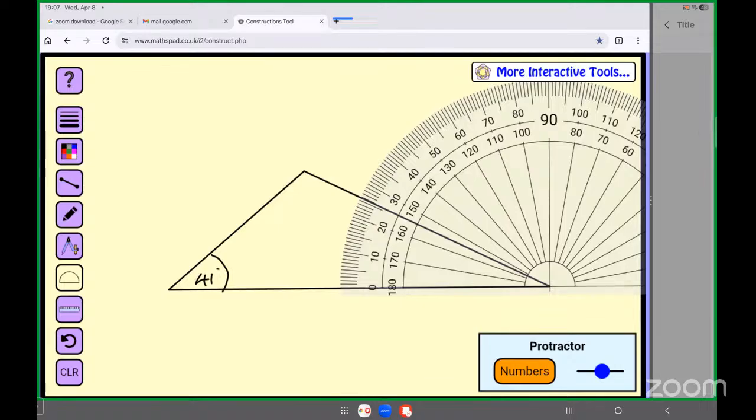Make sure it passes through 0. And make sure that the point that the angle is measuring at is right in the intersection at the 90. That's like the center of the compass of the protractor. And if you read that one, that looks like 25, 26 degrees. But can you see that? 26 degrees. Can you see it? 26 degrees, doesn't it?